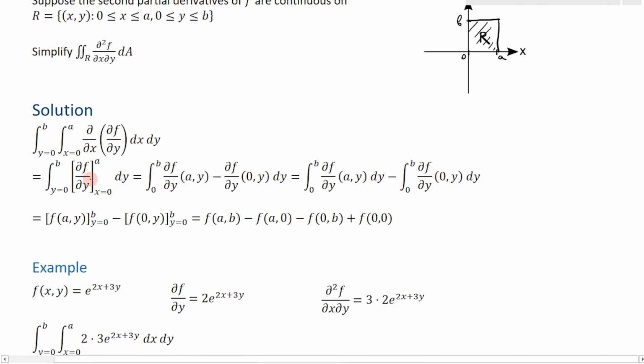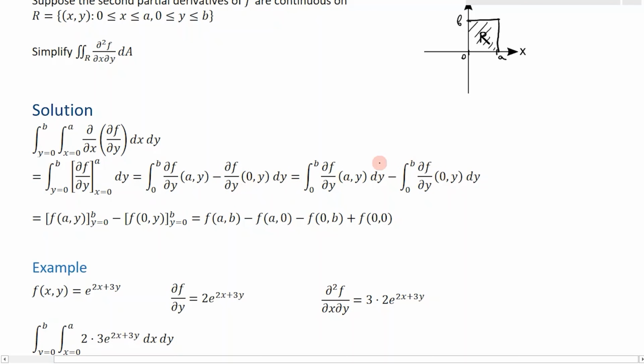Next, I'm integrating with respect to x. Integral with respect to x is going to remove this derivative, and then we need to evaluate it at the endpoints, so x equals 0 and x equals a. Then next, I'm rewriting this as this function, which in itself is a derivative, at x equals a and y being arbitrary, and then same thing here, but now x equals 0.